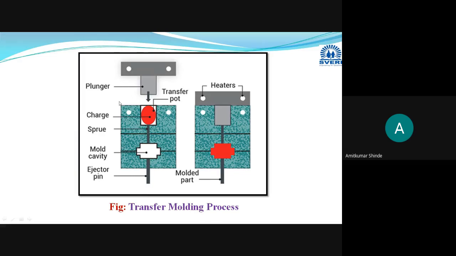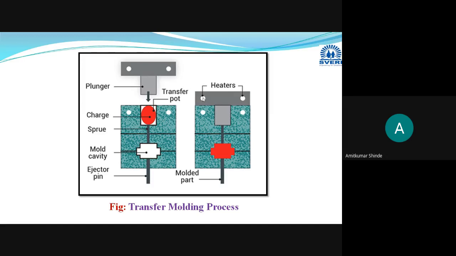I will explain the stages. In the first stage, the preheated charge, or preheated raw material, with a preheating temperature in the range of 150 to 175 degrees Celsius, is taken into this transfer pot or shooting cylinder. This is our first stage.